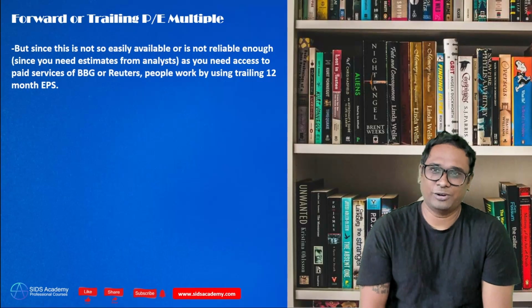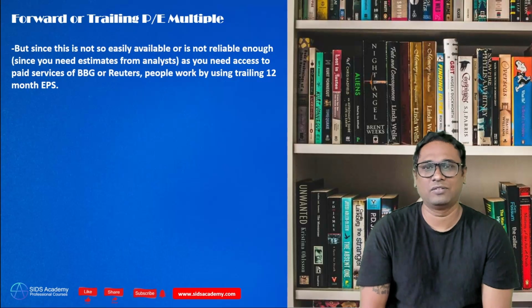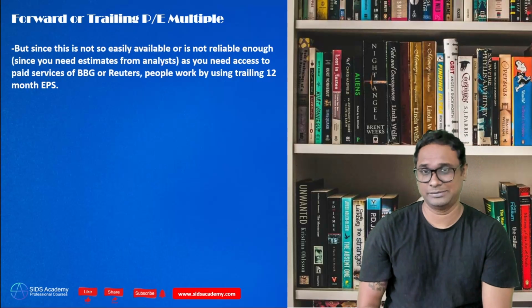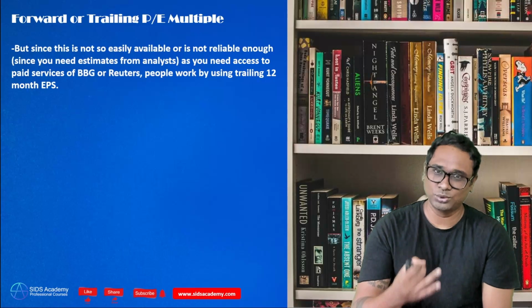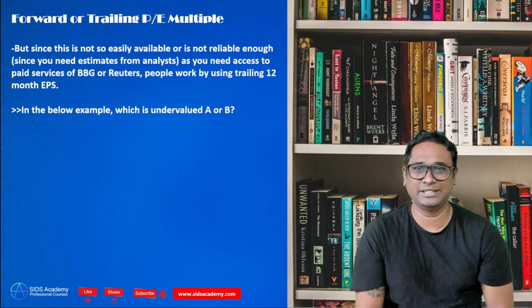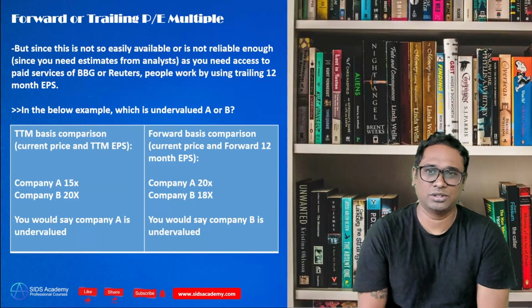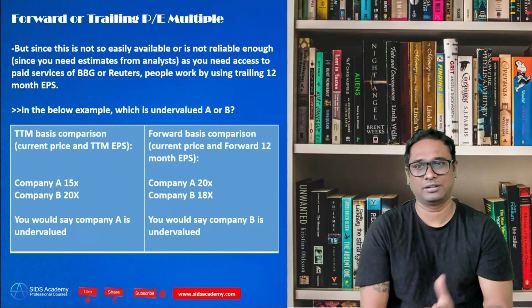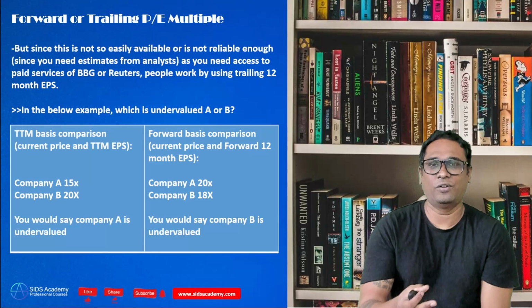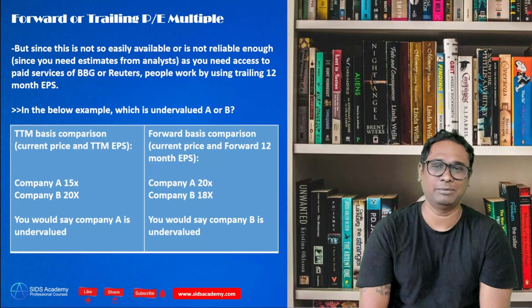But since the forward multiple is not easily available and sometimes it is not reliable enough, as you have to access the data aggregators by paying them a certain amount, people are using trailing 12-month EPS. We'll consider a very simple example to understand this. On your right hand side, you will see the forward basis comparison, and on the left hand side you will have the trailing 12-month P multiple.